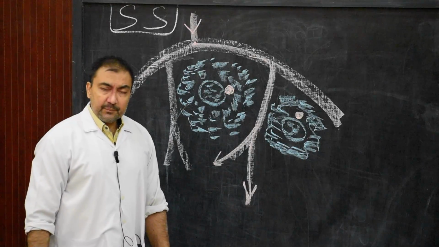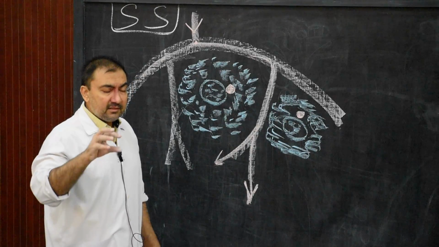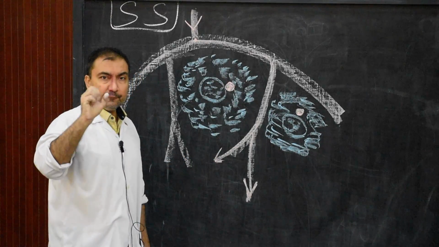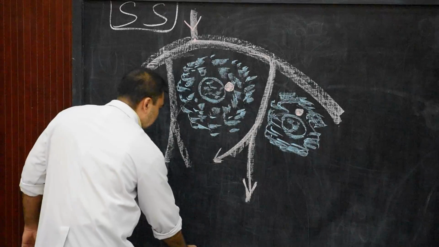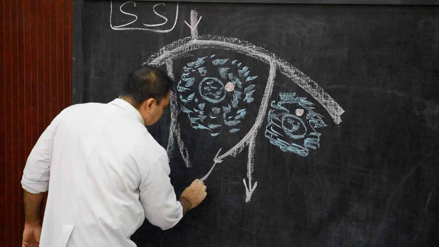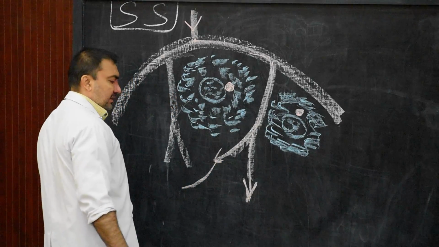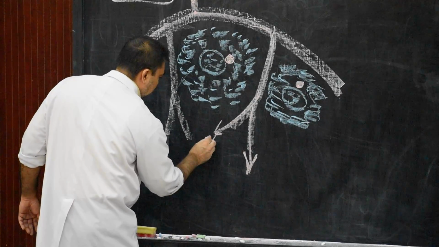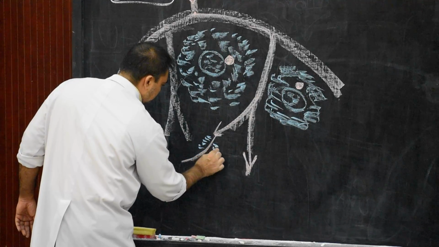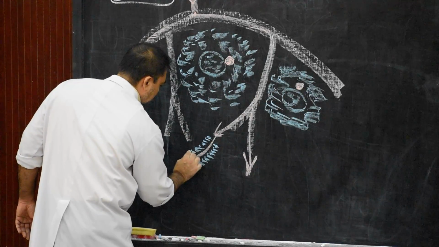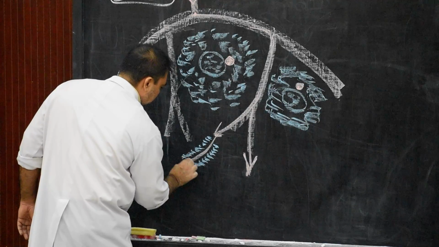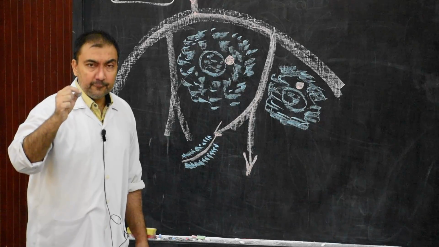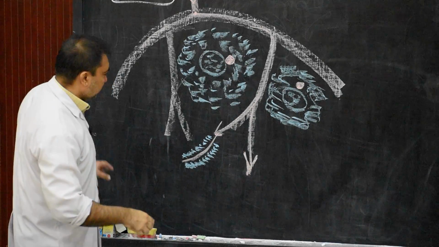Now, as it passes deep inside the spleen, these arteries are surrounded by various T lymphocytes. So these arteries will be surrounded by T lymphocytes, and these T lymphocytes will form the peri-arteriolar lymphatic sheath. So this is known as the peri-arteriolar lymphatic sheath, which is formed by T lymphocytes.